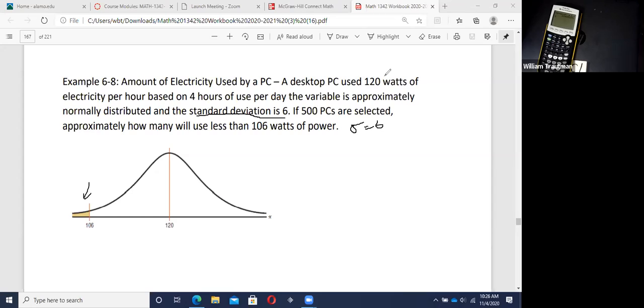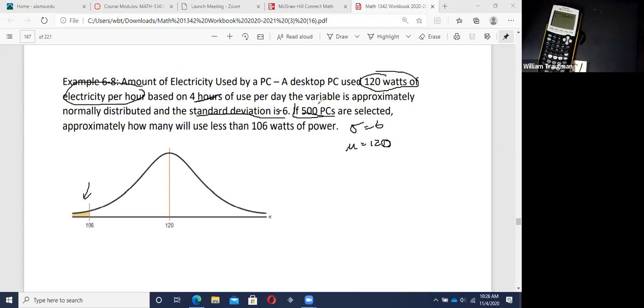And a desktop uses 120 watts of electricity per hour based on a 4-hour use. That's an average, even though it doesn't say it. 120 is the mean. This 4 hours doesn't mean anything. That just means it uses 120 watts per 4 hours. So the standard deviation is 6. And this is going to help us answer the actual question.